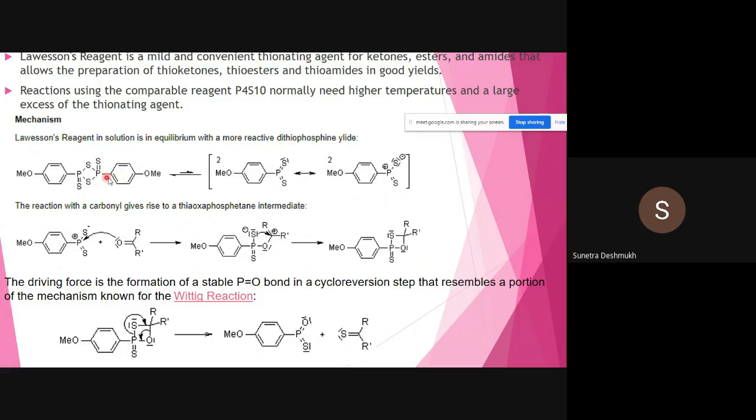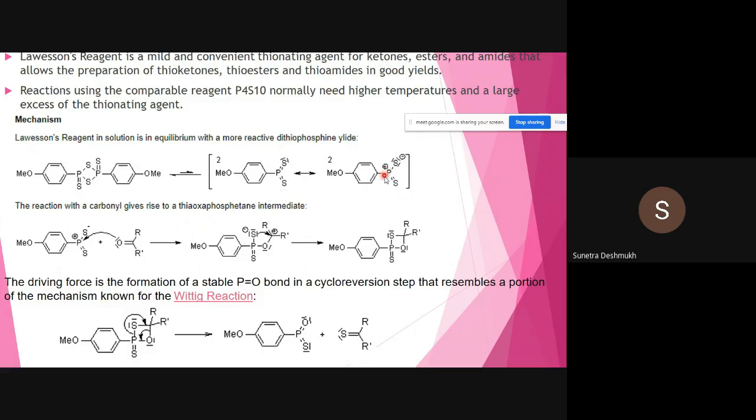So this is the dithiophosphine ylide. So how do we split this Lawesson's reagent into these two dithiophosphine ylides? Ylides means two adjacent atoms that possess opposite charges. Here you can see two adjacent atoms, phosphorus and sulfur, they possess opposite charges. Sulfur possesses a negative charge, phosphorus possesses a positive charge.